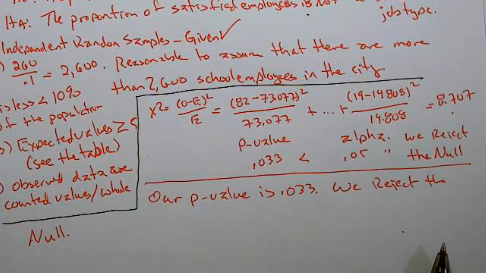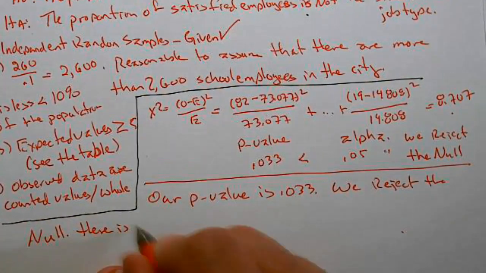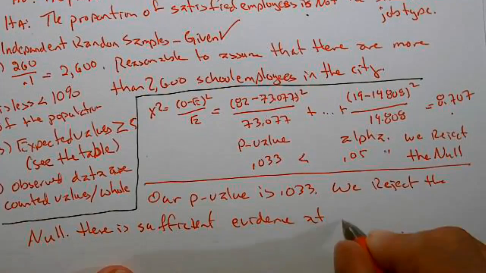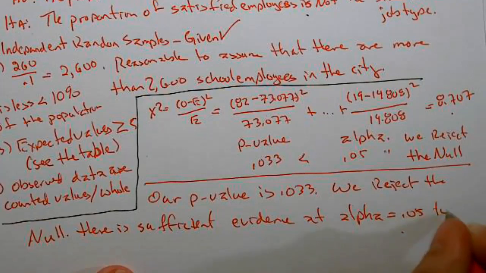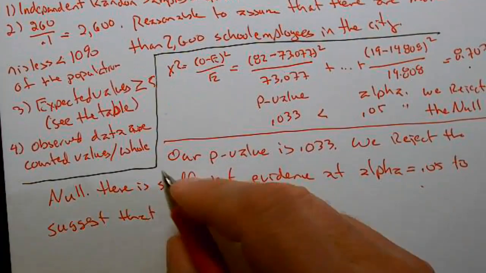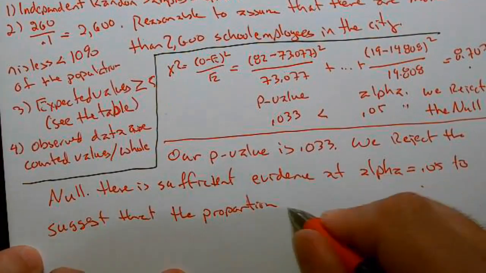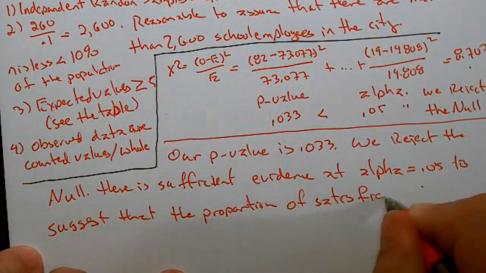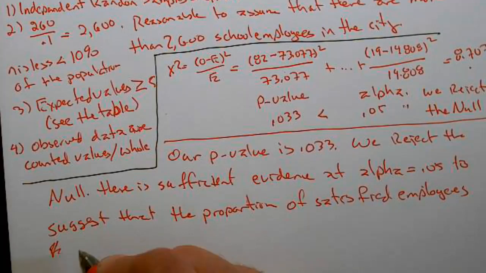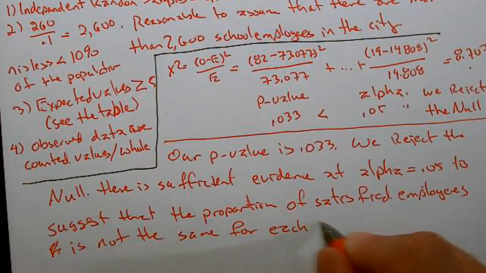So our p-value is 0.033. We reject the null. There is sufficient evidence at alpha equal 0.05 to suggest that the proportion of satisfied employees varies or is not the same for each job type.